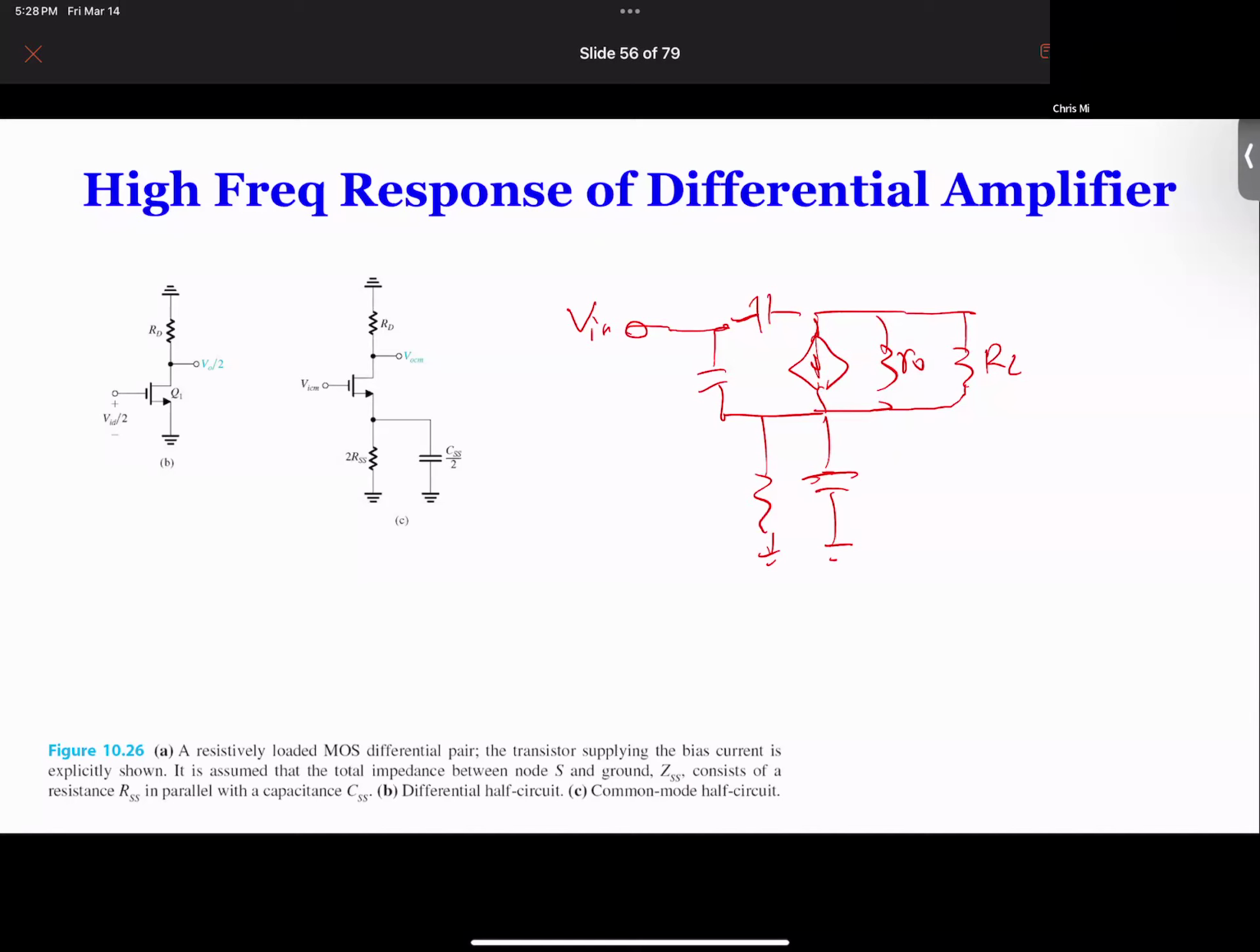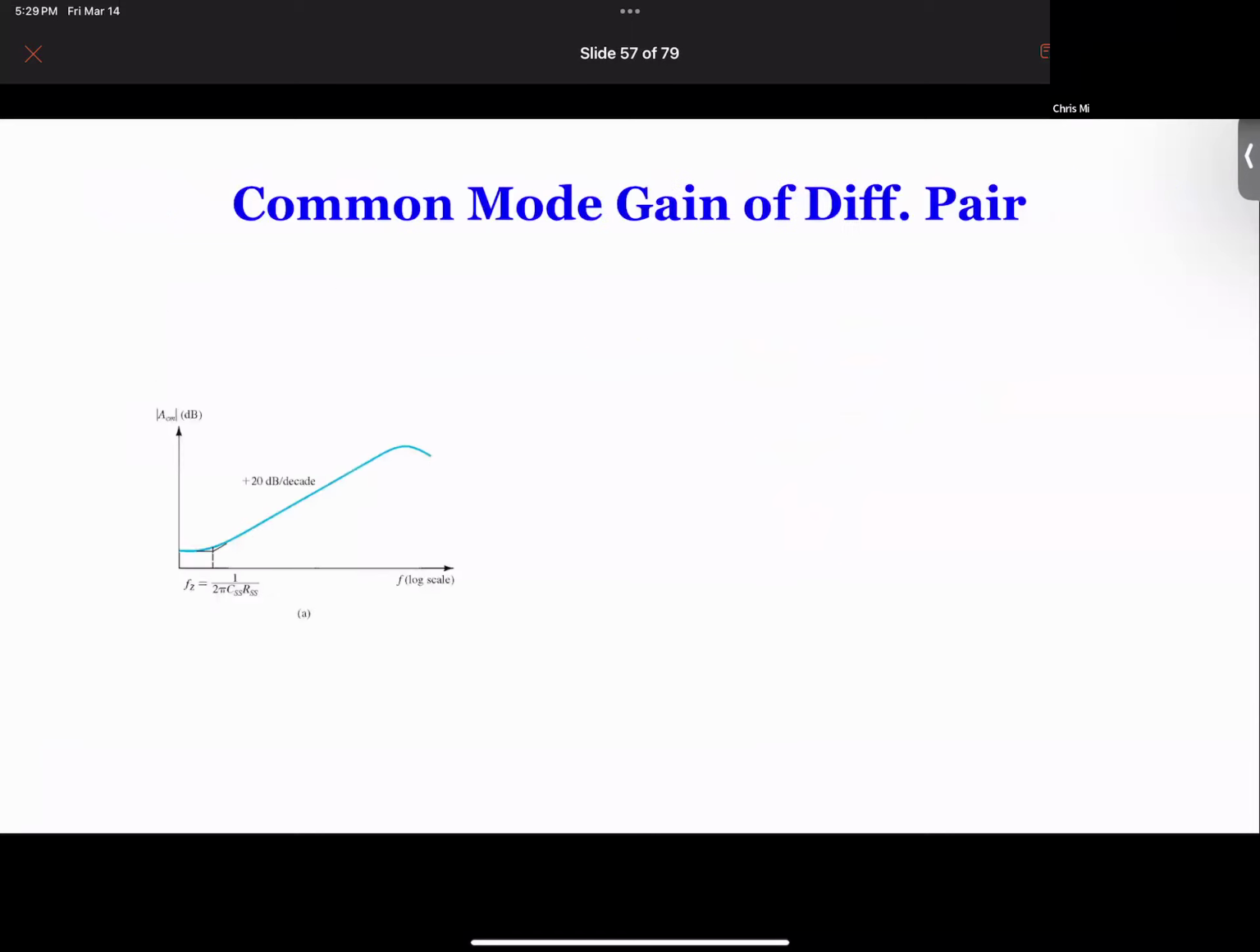You have Vin, and then you have these two capacitances, and you have one over here. This looks familiar from what we have done before. We have to write the equation and eventually derive the actual expressions. Once we do that, you'll find that the common mode gain looks like this. It's flat, and then it increases, and then at some point it will decrease, which means the common mode gain is going to have a zero first and then a pole. So this is where we have found that before.